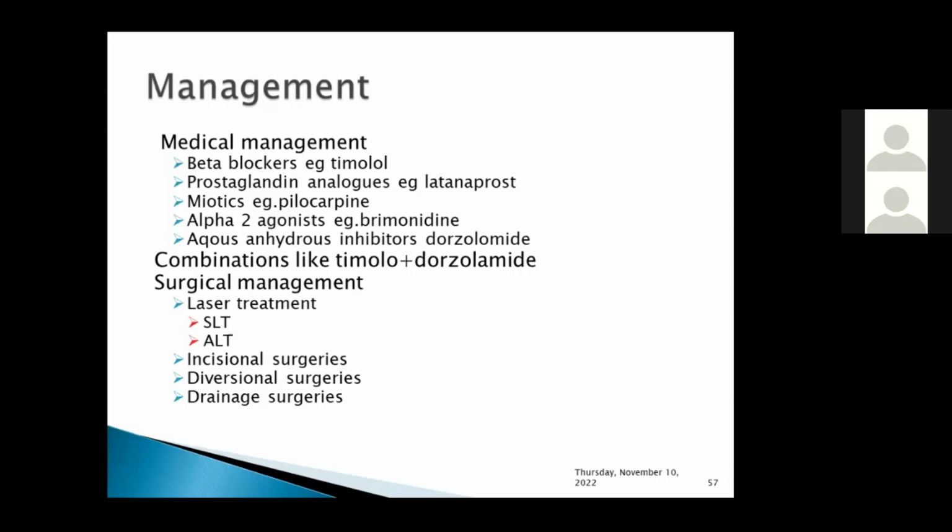So if the intraocular pressure is high or the stage of the glaucoma is late, you can start your medical management with a combination of drugs. Okay, so when you combine two drugs, they will have a synergistic effect. The surgical management could be laser or surgery. So the laser could be SLT or ALT. So these are a kind of specialty treatments.